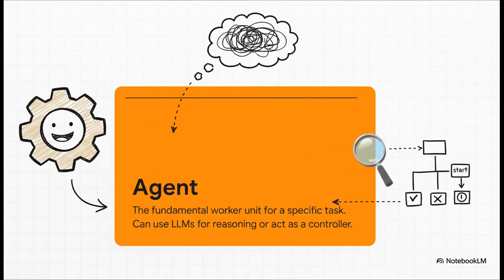And at the very heart of all this is the agent. You can just think of an agent as your fundamental worker bee. It's designed for a specific task, and you can build two main flavors. One that's super smart and uses a language model to reason and make decisions, or one that's more like a predictable robot, just following a set workflow every single time.